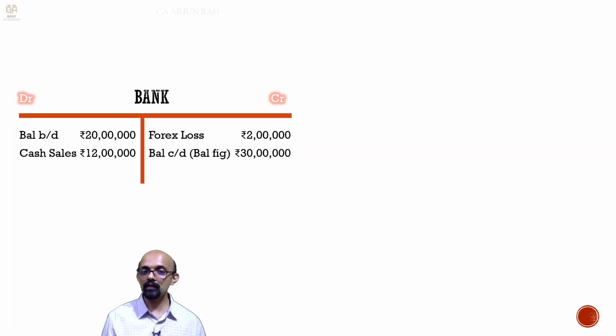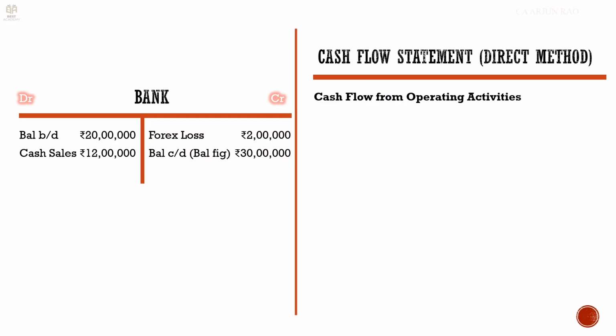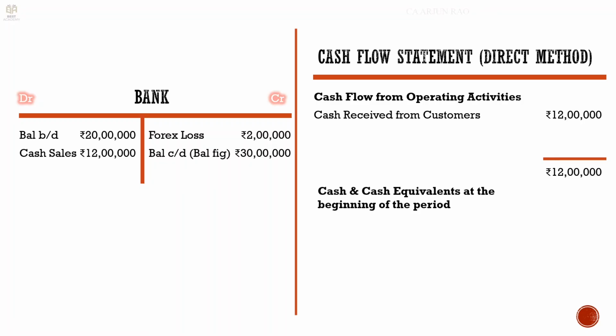Remember, what we are discussing here is foreign exchange gain or loss relating to what? Cash and cash equivalents. Now let's see how we should prepare the cash flow statement under the direct method when we have this forex loss. We would start with cash flow from operating activities, cash received from customers, that is this 12 lakh. There are no other transactions. This is our net cash flow. Cash and cash equivalents at the beginning of the period, what would we write? We would write this 20 lakhs.